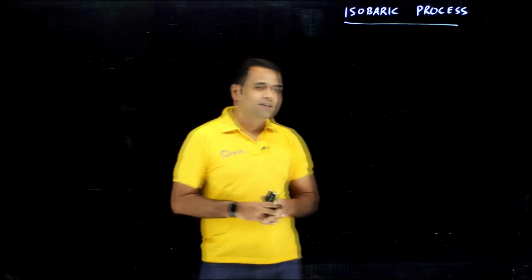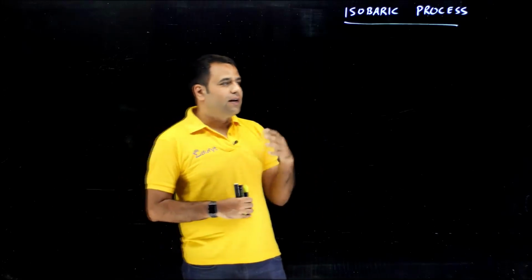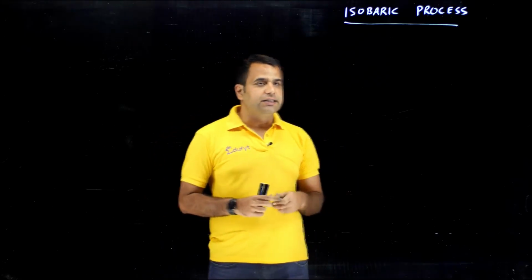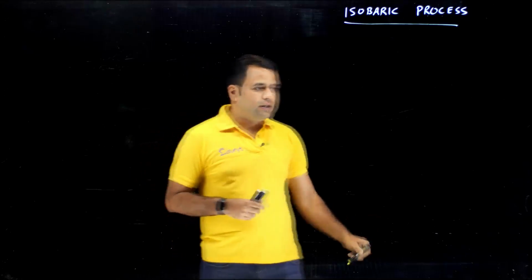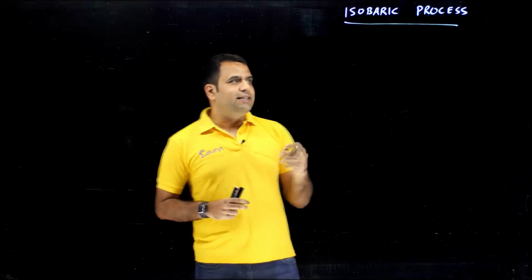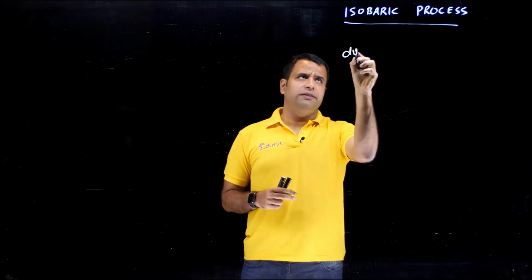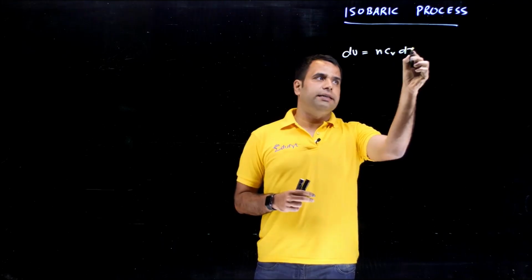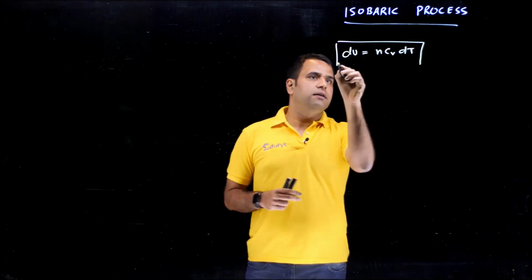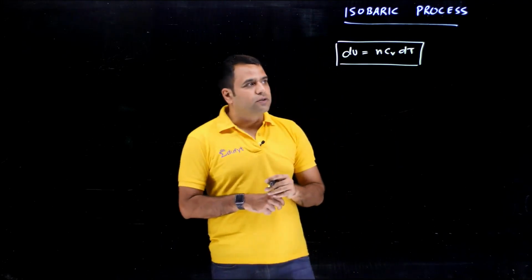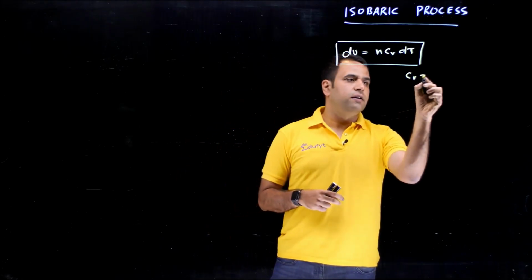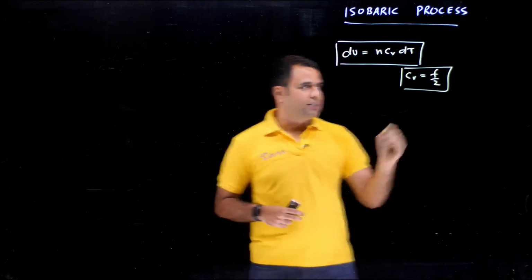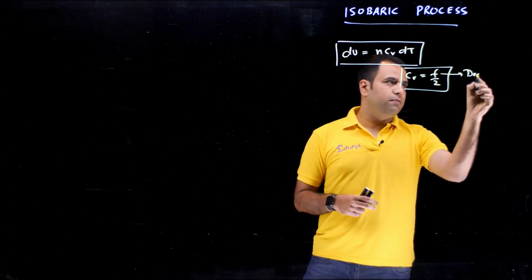Hello. Now we will calculate the heat required in case of isobaric process as well as the internal energy change in case of isobaric process. As we already know, the change in internal energy formula for any process, not just for isobaric, is equal to nCv dT, where Cv is the heat capacity for isochoric process. The value of Cv is F by 2, where F is degree of freedom.